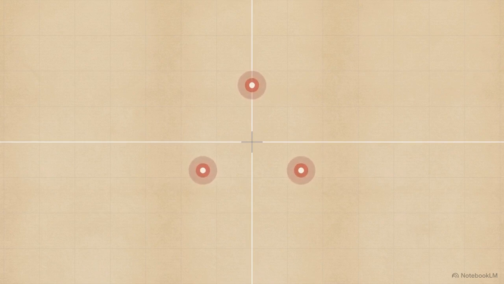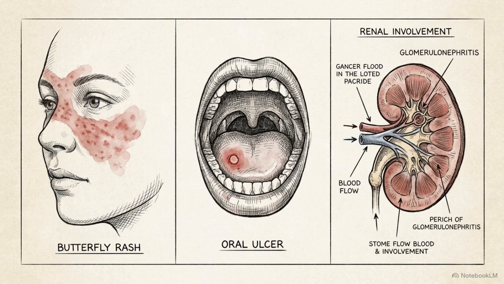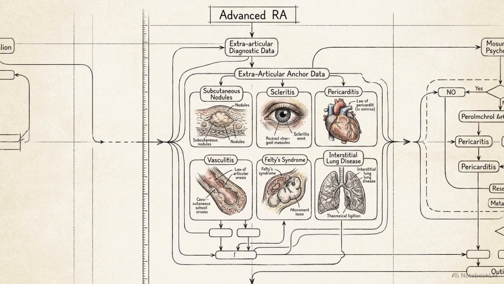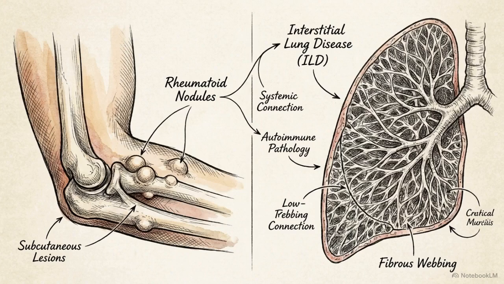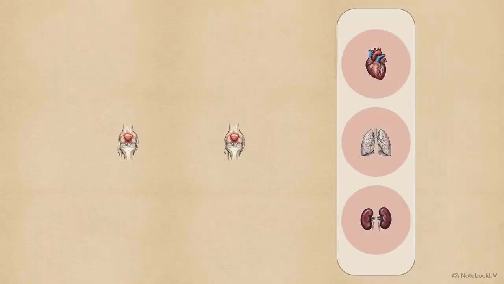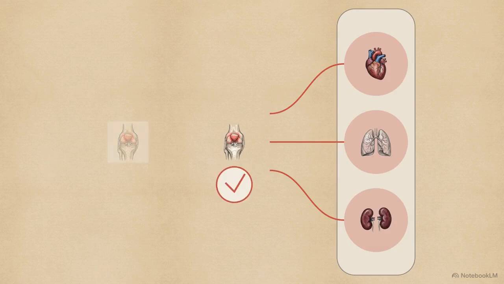Diagnosing a complex condition like systemic lupus erythematosus requires systemic triangulation. The presence of a malar rash across the face, painless oral ulcers, and measurable renal involvement strongly pivots the differential towards SLE. We contrast this profile with the extra-articular anchors associated with advanced rheumatoid arthritis. In severe cases of RA, the inflammation migrates, forming hard subcutaneous nodules and causing interstitial lung disease. When localized joint symptoms remain ambiguous, these systemic markers act as the definitive tiebreakers.